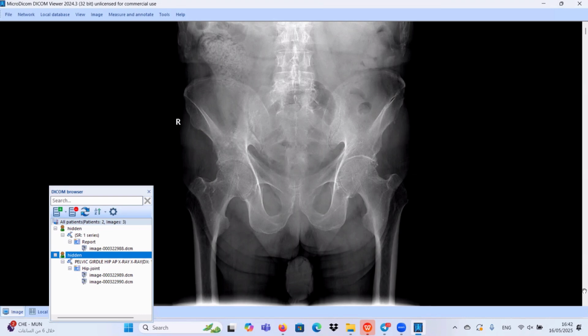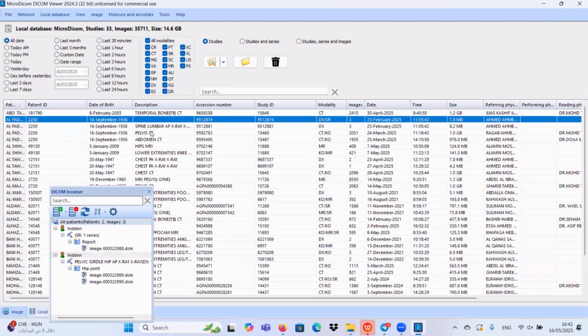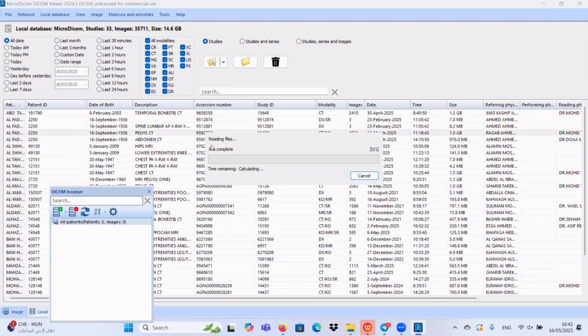Let's go to our scenario, because the referring physician requested a CT scan of the pelvis. Let's see the CT scan.